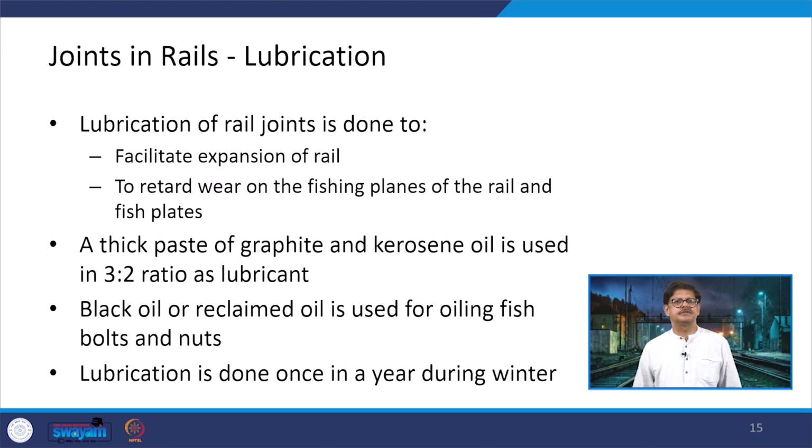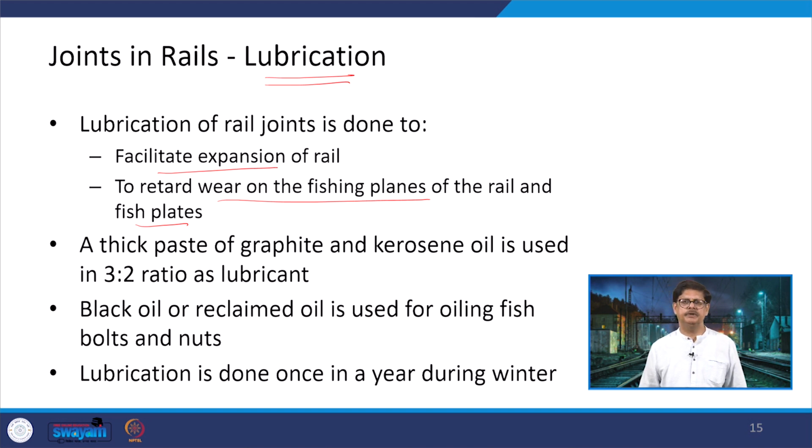Now, maintaining these joints in terms of lubrication, how this lubrication can be done, is very important, because this allows the fish plates, bolts and rails to have a relative movement. If it is not done, then this will become hardened, and when there is expansion or contraction because of thermal or temperature variations, there will be more stresses at those locations, and that will be harmful. So, it facilitates the expansion of the rail, and to retard wear on the fishing planes of the rail and fish plates, this lubrication is required.